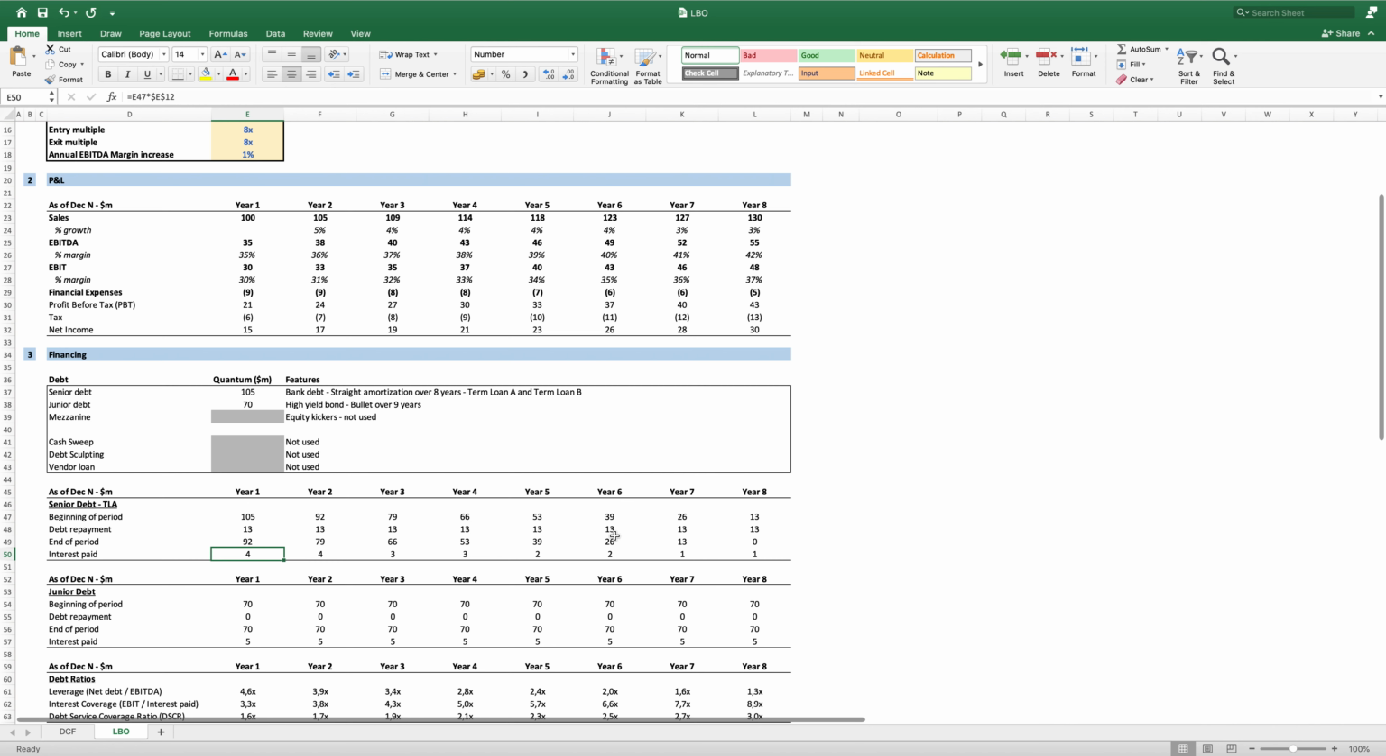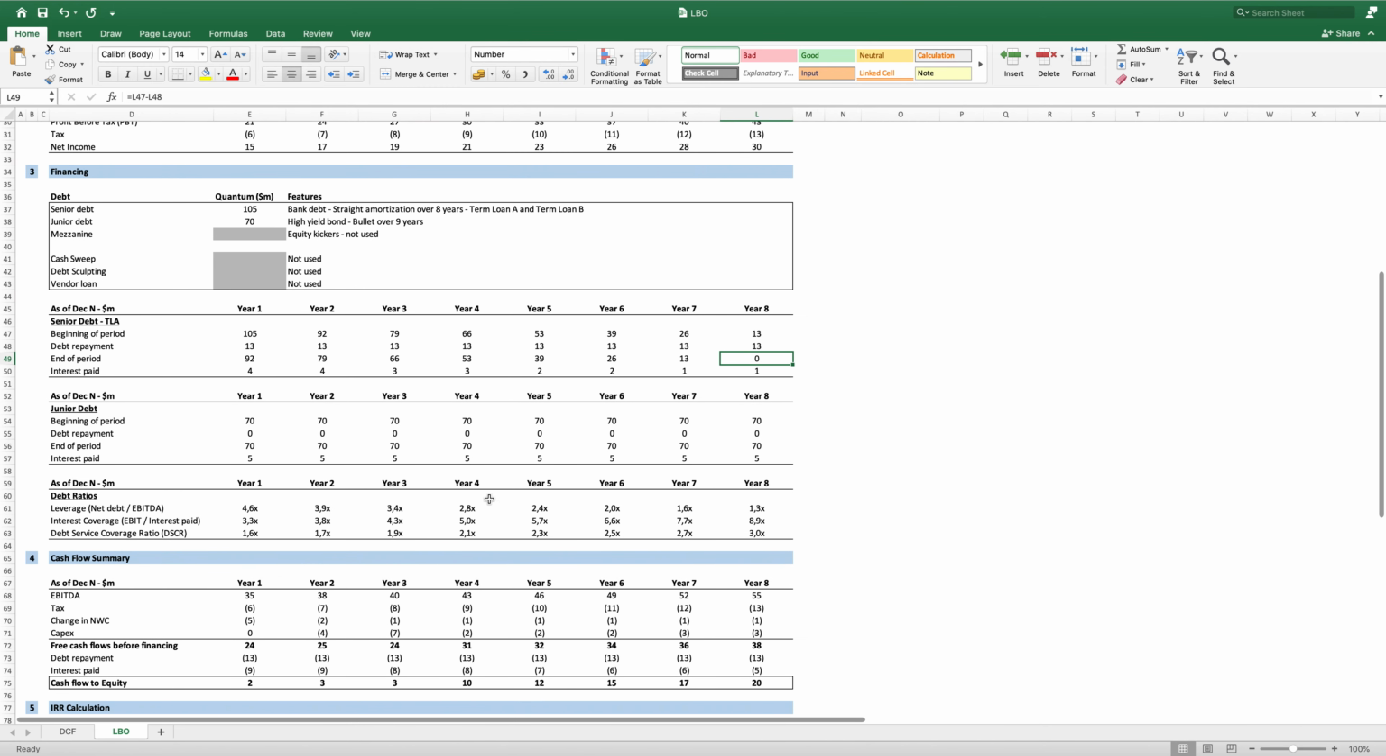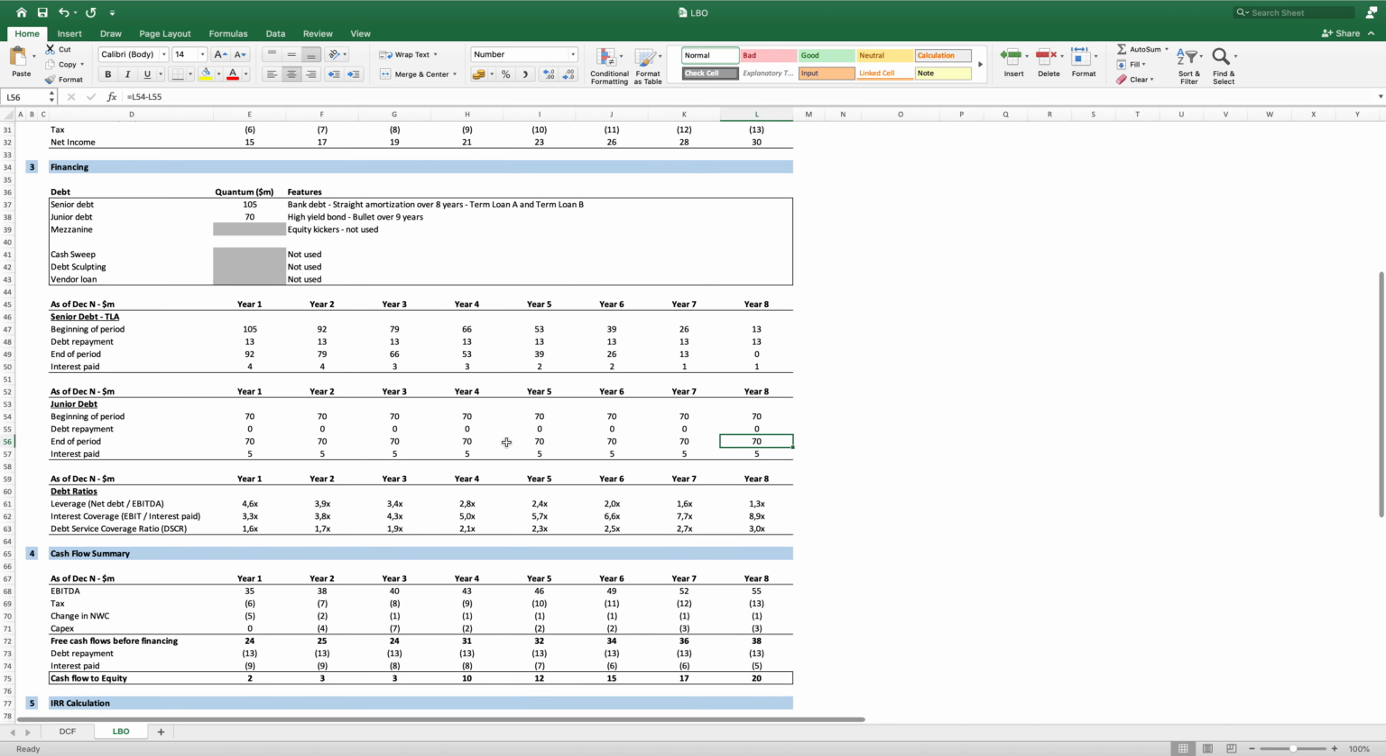So you do this for every year, and you see that at maturity in year 8, you would have 0 senior debt at the end of the period, and the interest paid would mechanically decrease over the years. For the junior debt, we said that it's a bullet, so only the interests are paid and no principal is repaid. So you would end up in year 8 with $70 million since the maturity is 9 years. If we added 1 year, the debt would have been fully repaid in year 9, but since we exit at year 8, you would have a stock of $70 million.